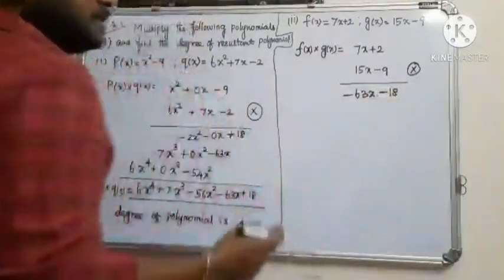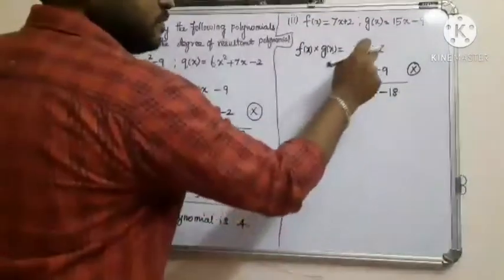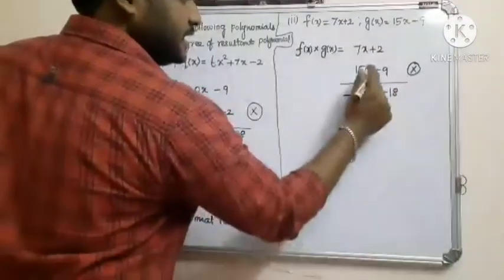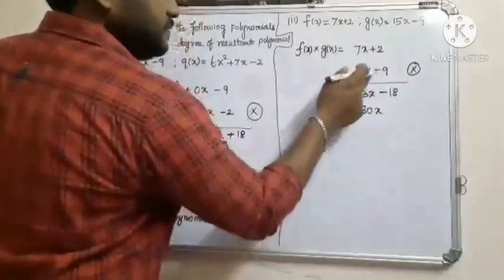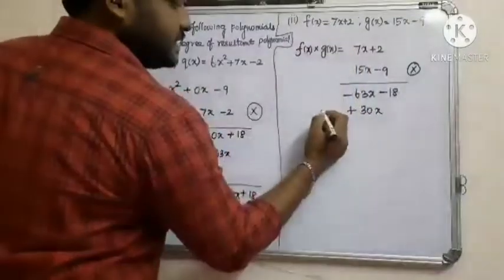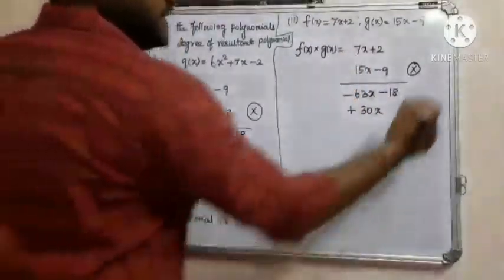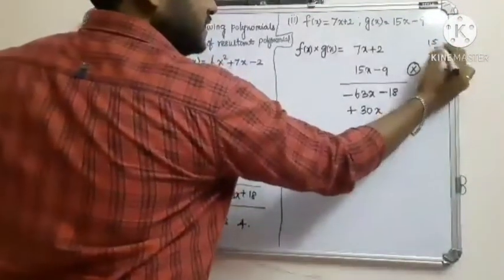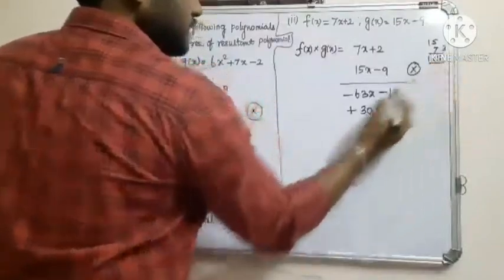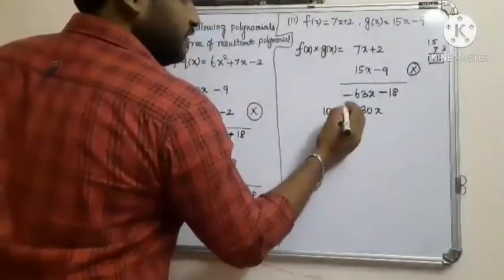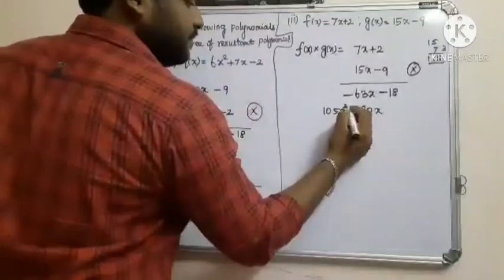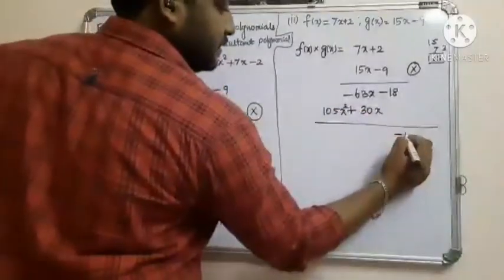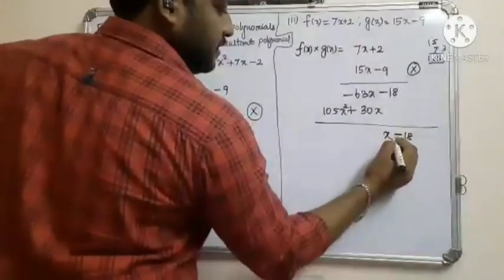x. Now 15x: plus into plus, plus, 15 into 2 is 30x. Plus into plus, plus, so no need to write, 15 into 7. So 15 into 7: 7 5s are 35, remaining 3, 7 1s are 7 plus 3 is 10, so 105. 105, x into x, x square. Now you have to add all the terms. So minus 18, x is a common variable.